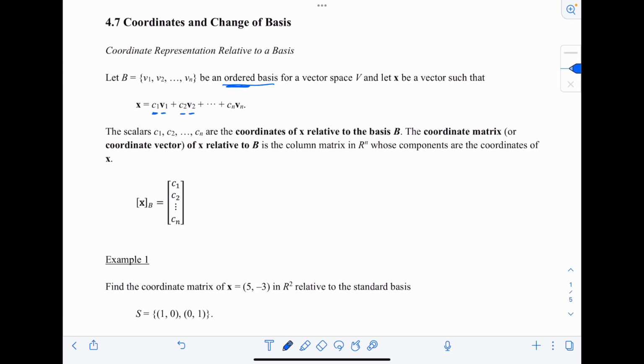Okay. The coordinate matrix of X relative to B is the column matrix in Rn whose components are the coordinates of X. In other words, all we're saying is that the coordinates of X form the coordinate matrix. That's what this symbology means. So coordinate matrix of X relative to B, that's how we're going to write that symbolically. And that is simply a one-column matrix of all of our scalars.